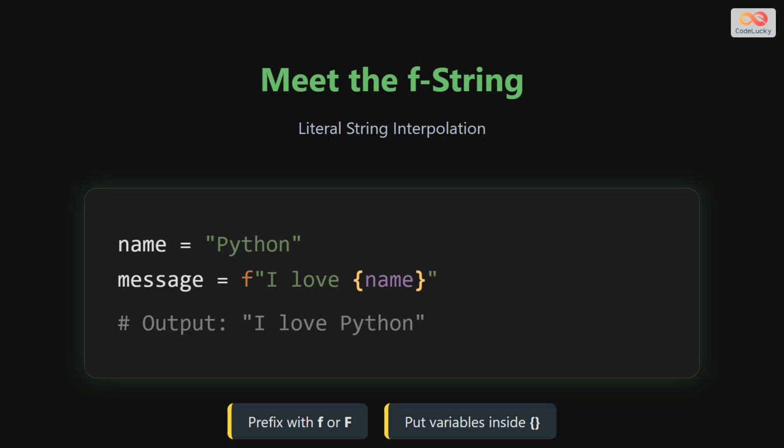Introduced in Python 3.6, f-strings changed the game. By simply adding the letter f before your quotes, you can embed variables directly inside the string using curly braces. It is clean, intuitive, and looks just like the output.